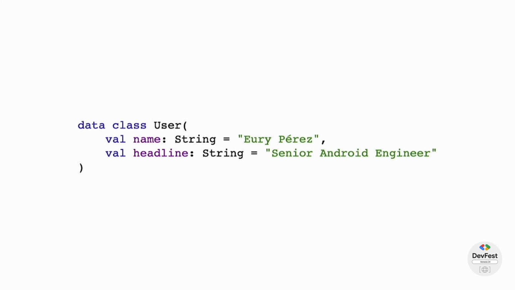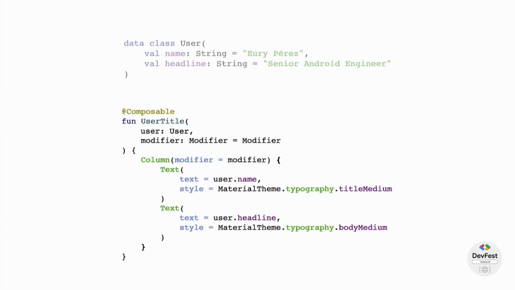So let's consider this simple data class. Very simple, only two properties. The name is user. It has a name and a headline. And we have this code. It's very simple. As I said before, we describe the UI. You see that there is a column, so the elements are stacked vertically. And we receive that data class as a parameter to our composable.